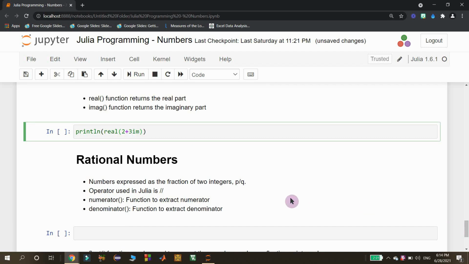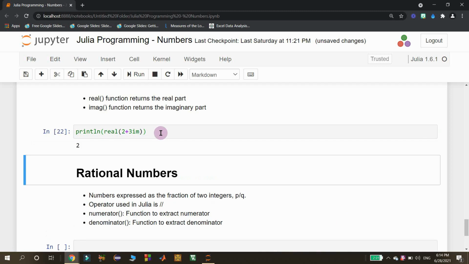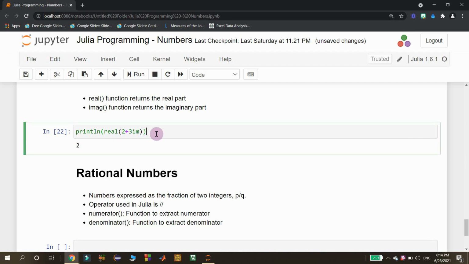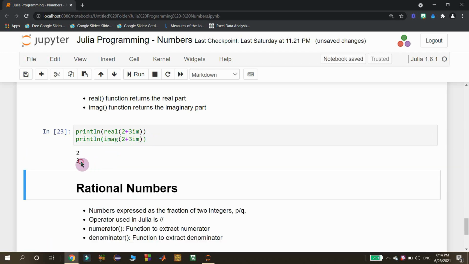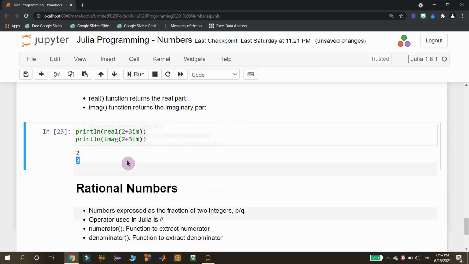Here 2 plus 3 im is the complex number I am considering, and then I am using that complex number as the input argument for this real function. If I display the value returned by that real function, I got 2, which is the real part of 2 plus 3 im. In the same way I am going to use the imag function, which returns the imaginary part of that complex number, that is 3 in our case.